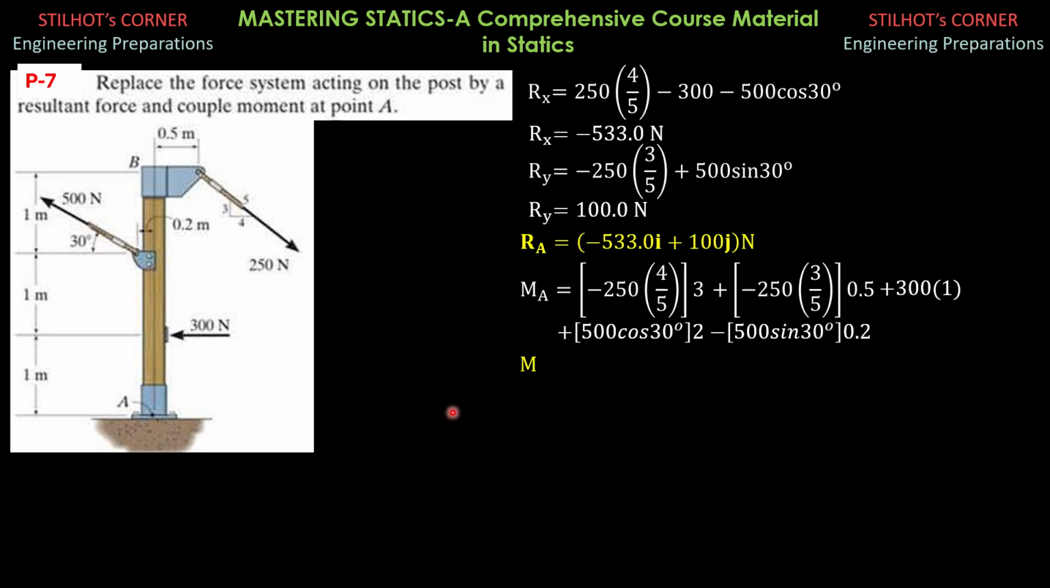So simplifying, MA is equal to 441.0 Newton meter, and it is counterclockwise. So that's it for this problem.